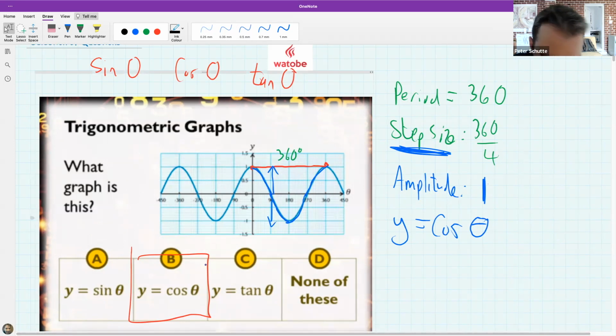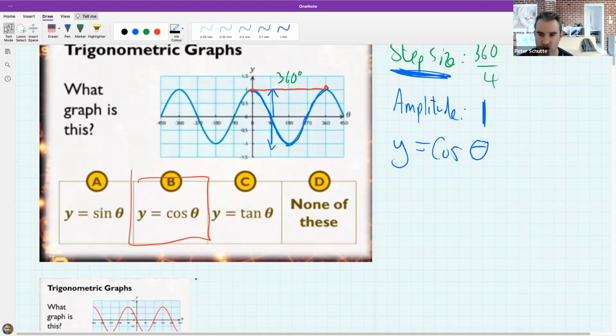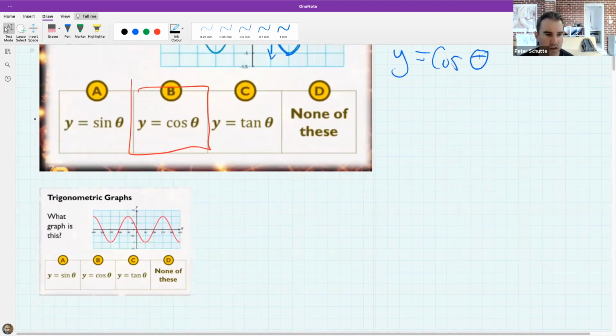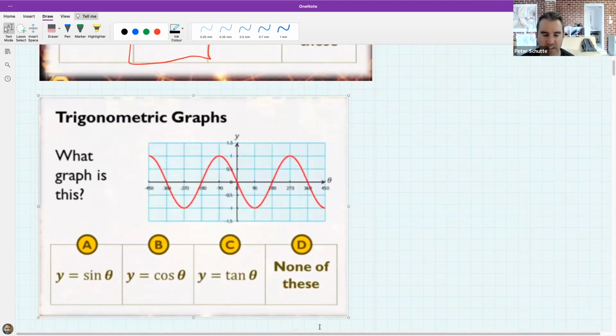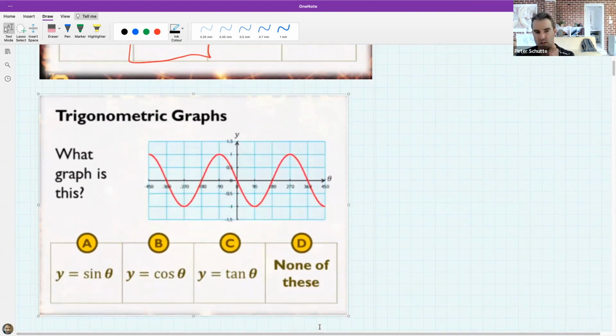Okay, so that was just a little warm-up, throwing some terminology. Let's do another question, though. Which of these trig graphs do you think this one is?